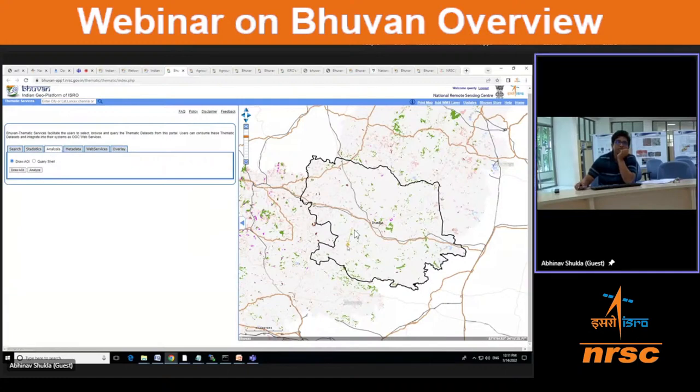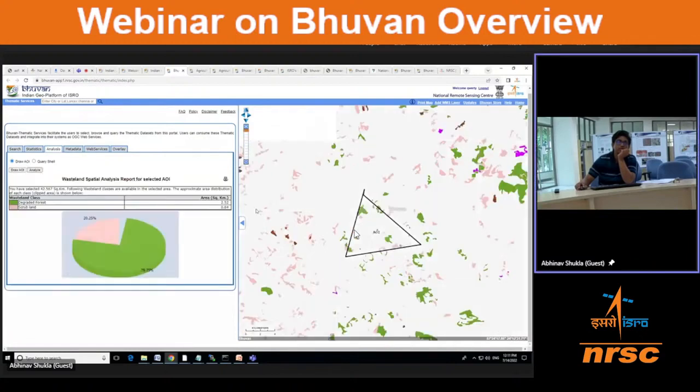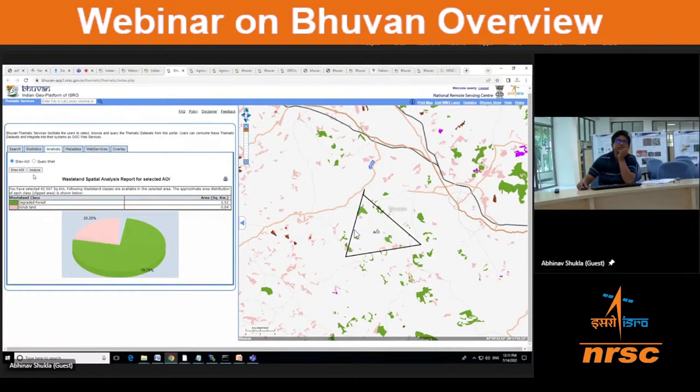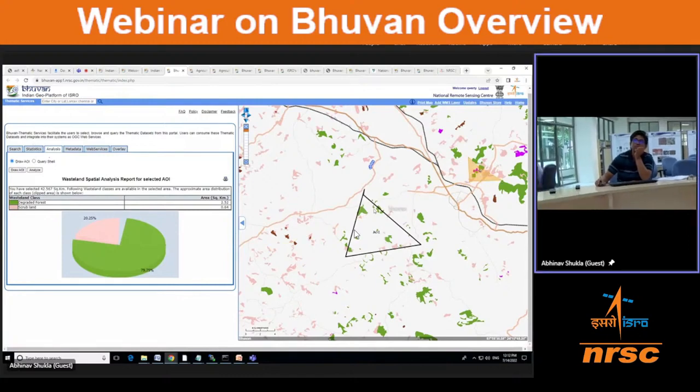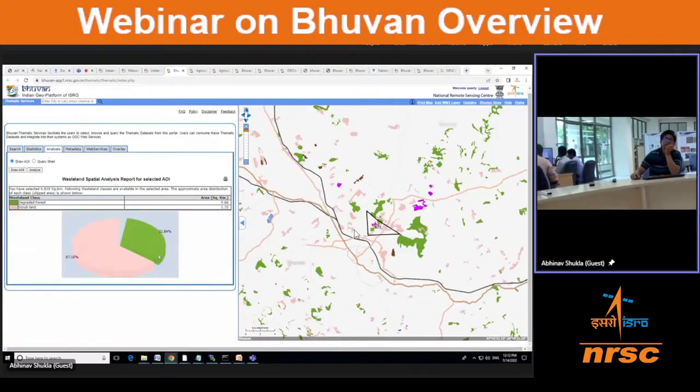Same analysis we can do here also. Once we click on analyze, it will zoom to that AOI and show the area in square kilometers for forest and scrubland. Only two categories we are finding here. Do analysis on this area.